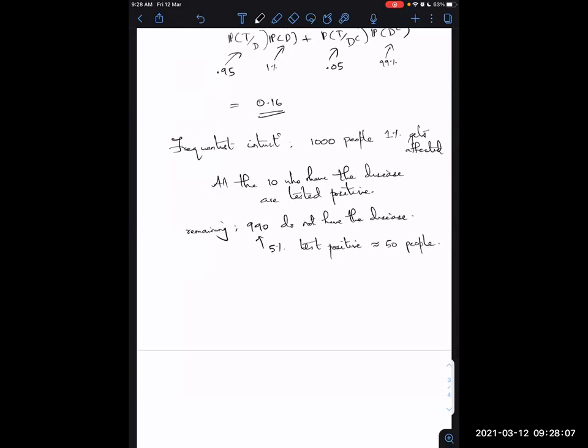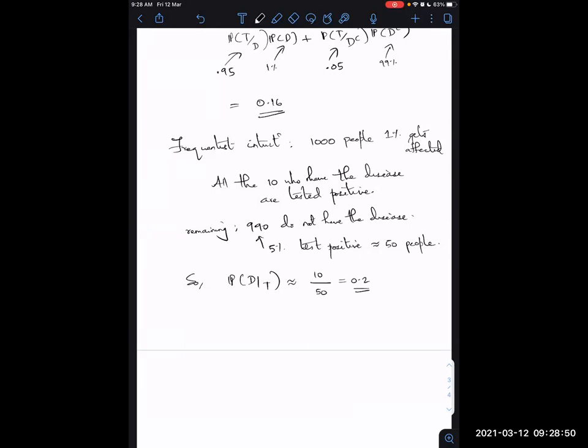Cool. So what you care about is the probability that you have the disease given the test turns out to be positive. By the frequentist approach, 10 people have the disease, but 50 people are said to have the disease, which means that they tested positive. So 10 people are really positive and the rest of the 50 are false positives. That's 10 over 50, which is 0.2. So this is approximately close to 0.16.